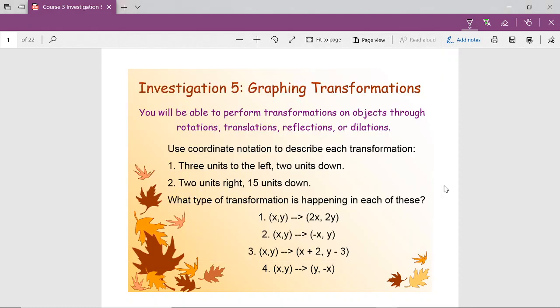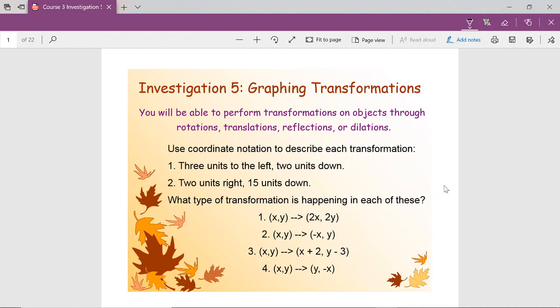Course 3, Investigation 5. In this investigation, we are graphing transformations. We've done this in a previous lesson, so this really is just going a little bit deeper, especially into rotations and how to do those. But we'll also be looking at translations, reflections, and dilations.